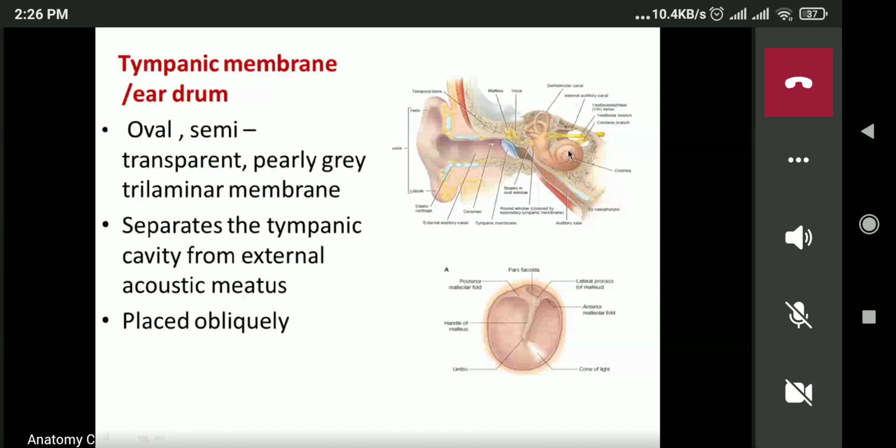See, it is placed obliquely. In case of children, it is placed horizontally. But in case of adults, it is placed obliquely. So the tympanic membrane is placed obliquely like this, and this is how it looks: oval, pearly gray, trilaminar membrane.